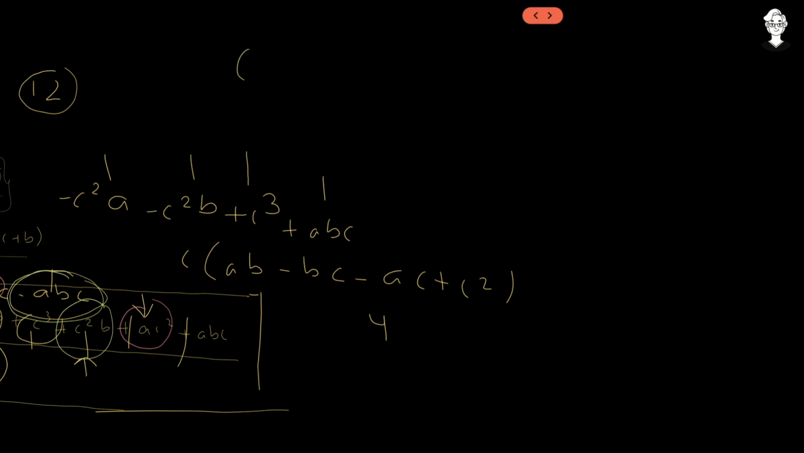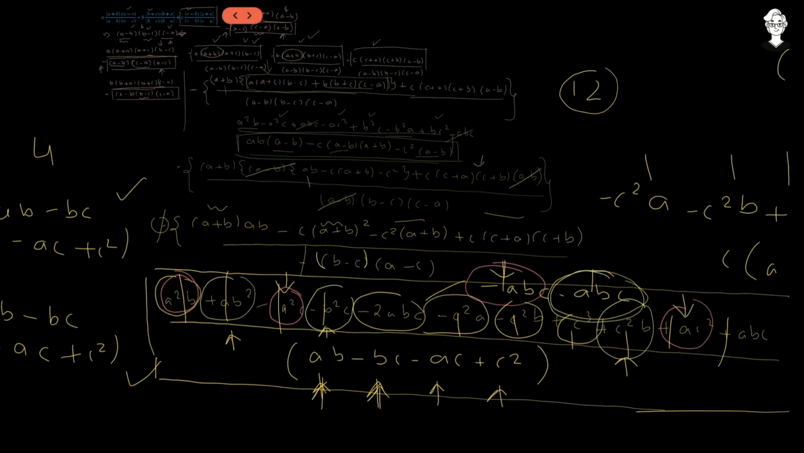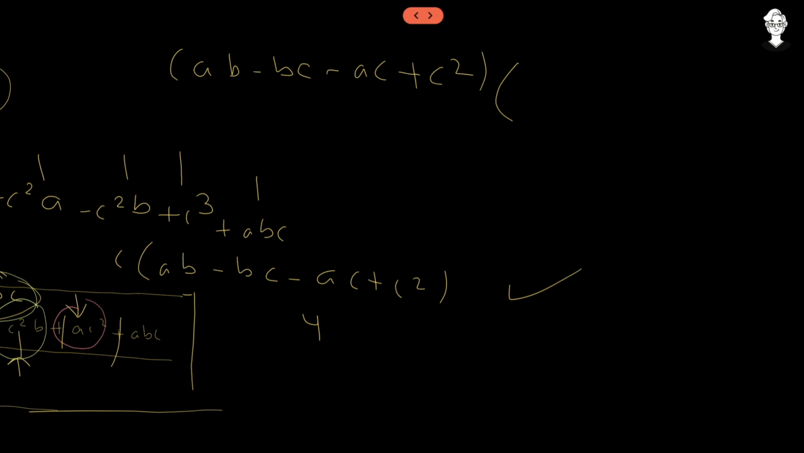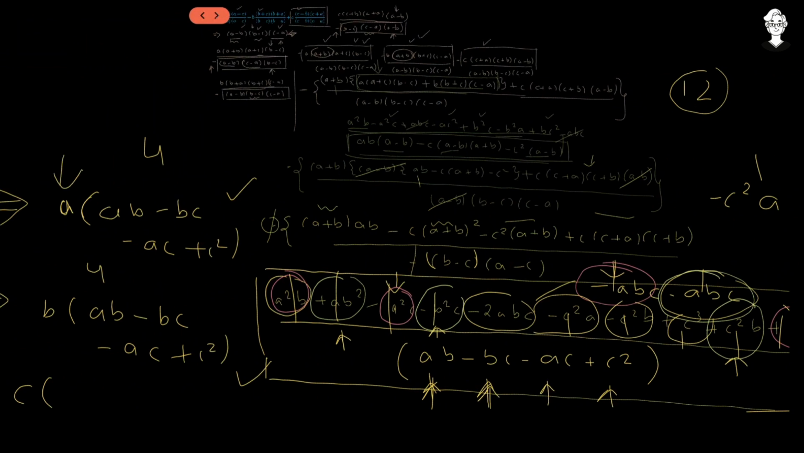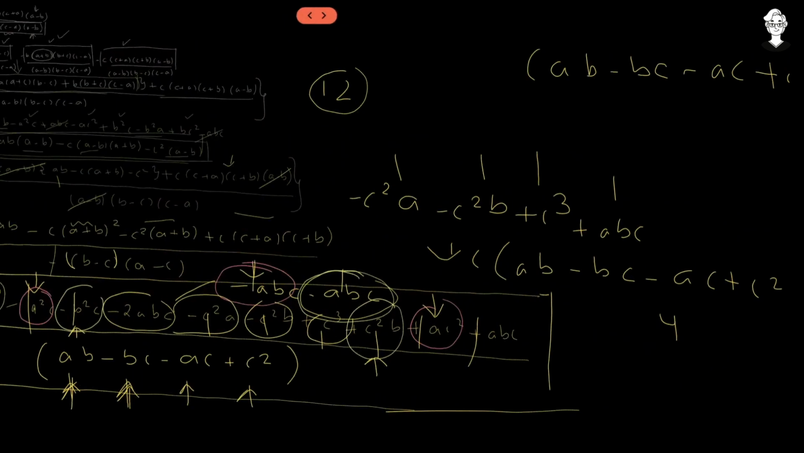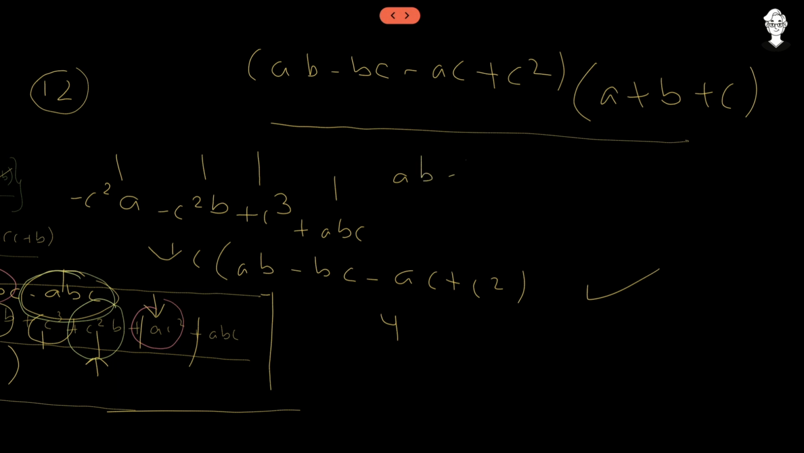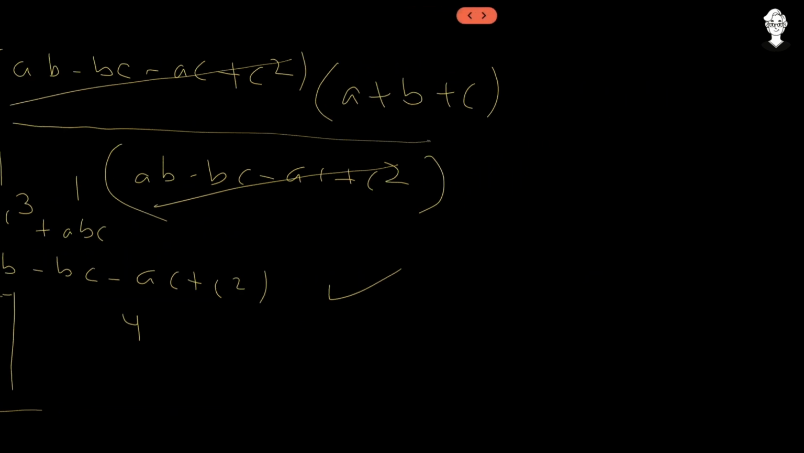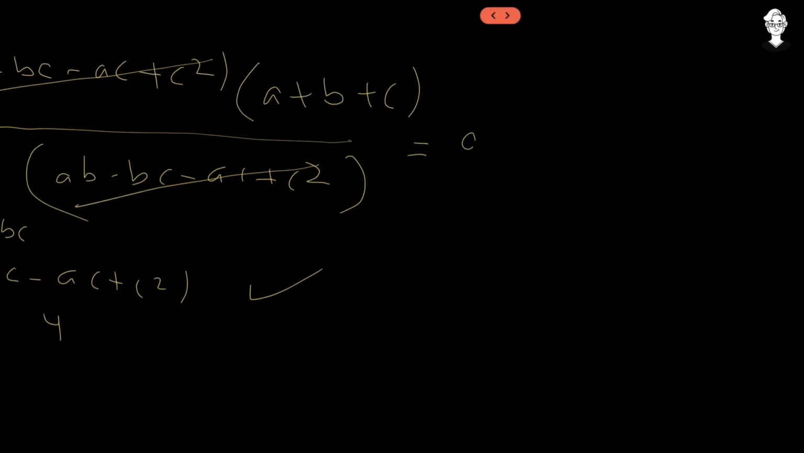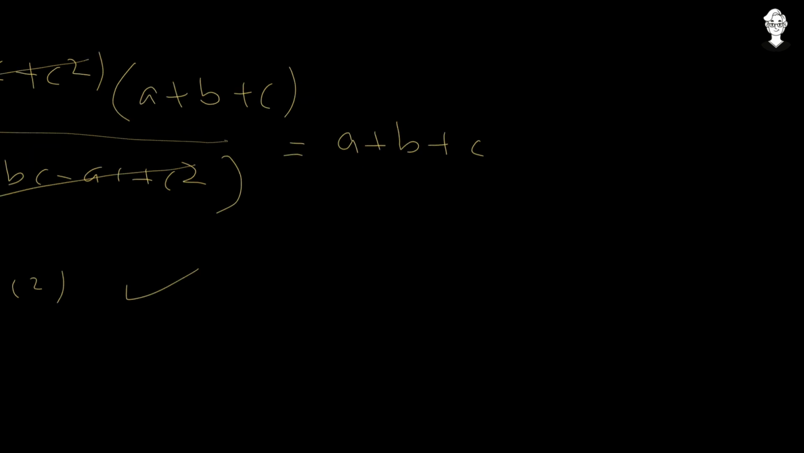So what I got as a common bracket is ab minus bc minus ac plus c square. This and this share the same common bracket, so I can take it as common, and this thing would be multiplied with a plus b plus c. a we got from here, b from here, and c from here. And this thing is getting divided by ab minus bc minus ac plus c square. So this and this got perfectly cancelled out. So what we finally get is a plus b plus c. This is the simplest form for our expression. That means this is the answer that we were looking for.